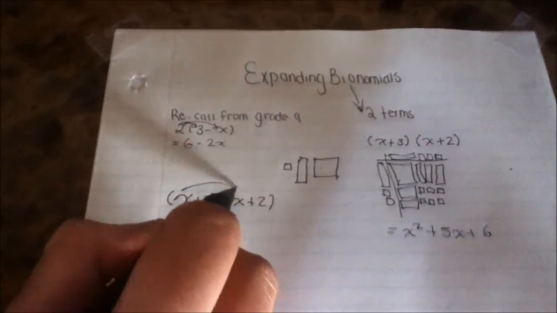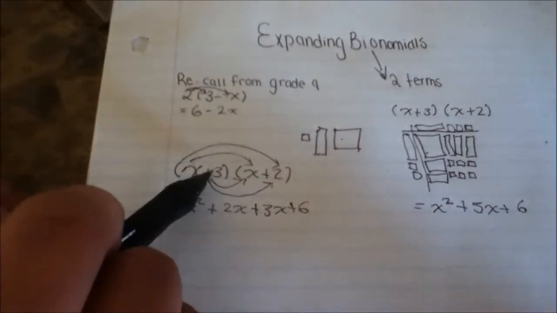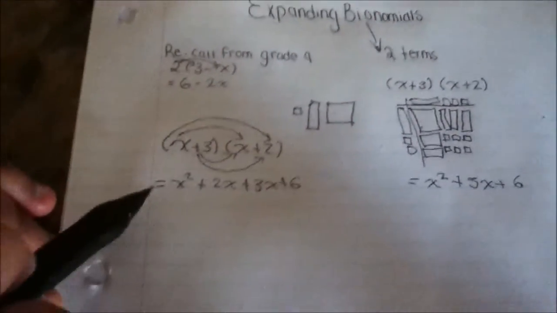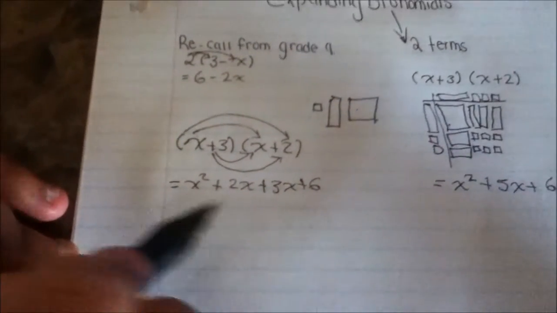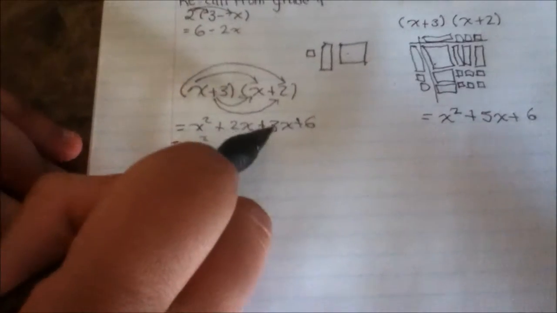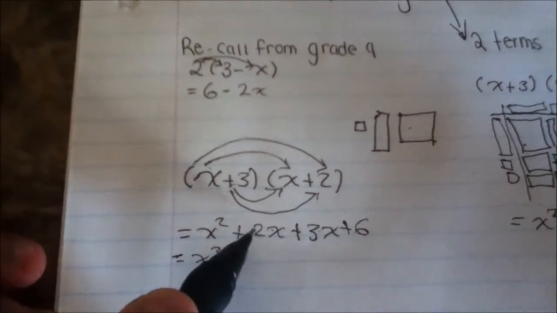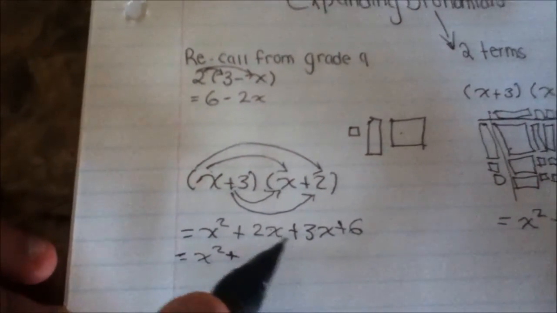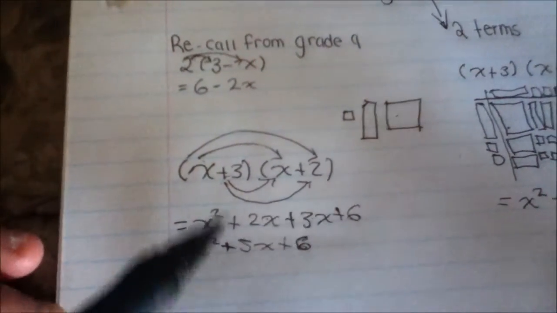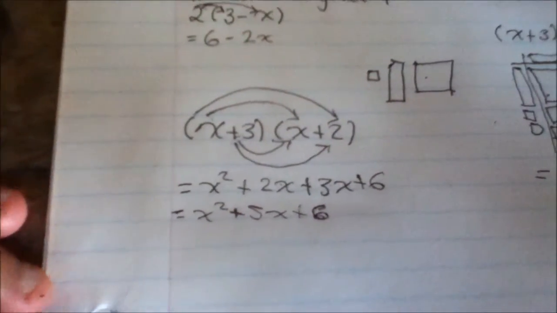So I would do x times x, x times 2. Then you would do 3 times x, which gives you 3x, and then 3 times 2, which gives you 6. Then we have to go further on. We can't just leave it like that. So I'll write down x squared, and 2x and 3x are common. So they're like terms. So I would do 2 plus 3, which gives me 5x plus 6. So I end up with the same thing, same with algebra tiles and without algebra tiles.